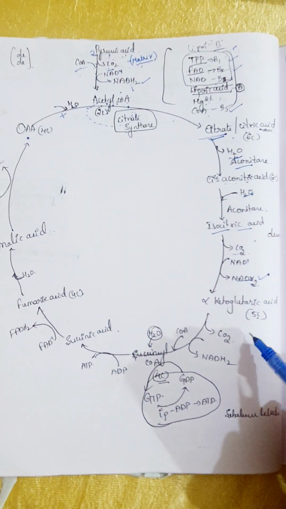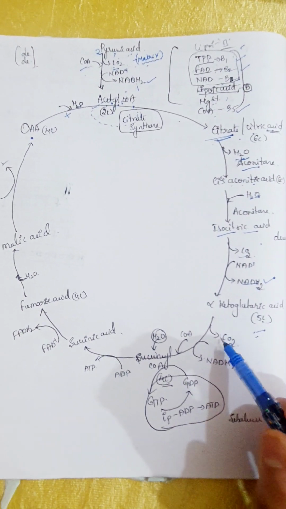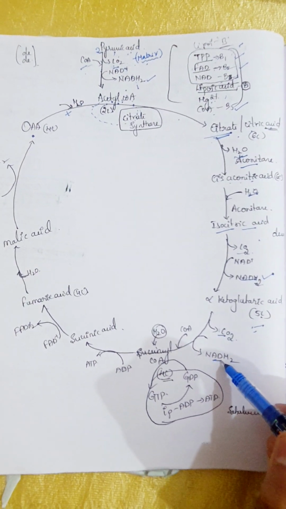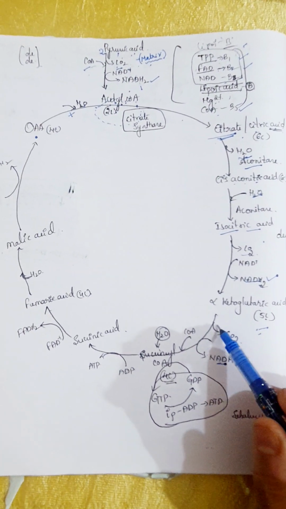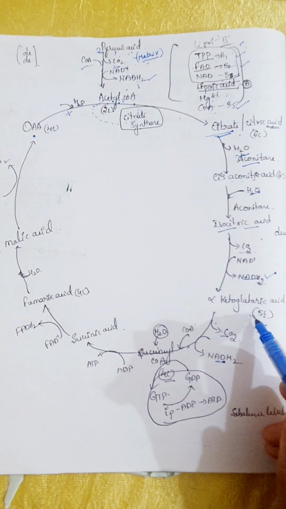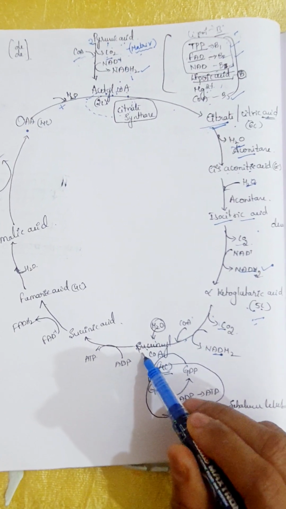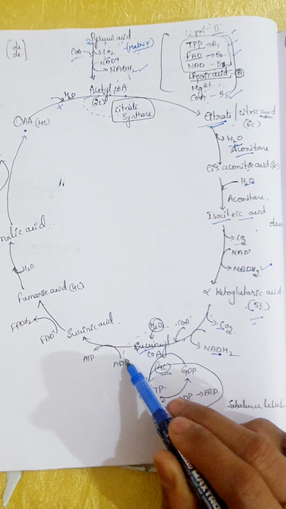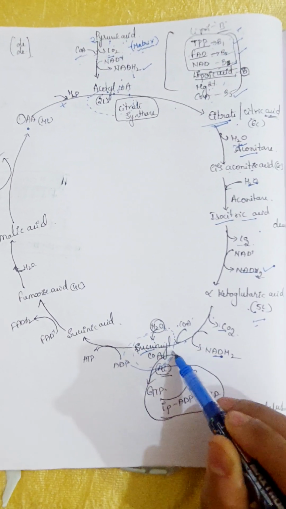Then alpha ketoglutaric acid, which is a 5 carbon compound, is formed. Again, it has lost one of the carbons. Again NADH2 is formed in the presence of decarboxylase and dehydrogenase. Then coenzyme A enters the process. Then it has lost one of the carbons and becomes a 4 carbon compound called succinyl. Succinyl combines with coenzyme A, again a cyclic process. Coenzyme A combines, releases, combines, releases.